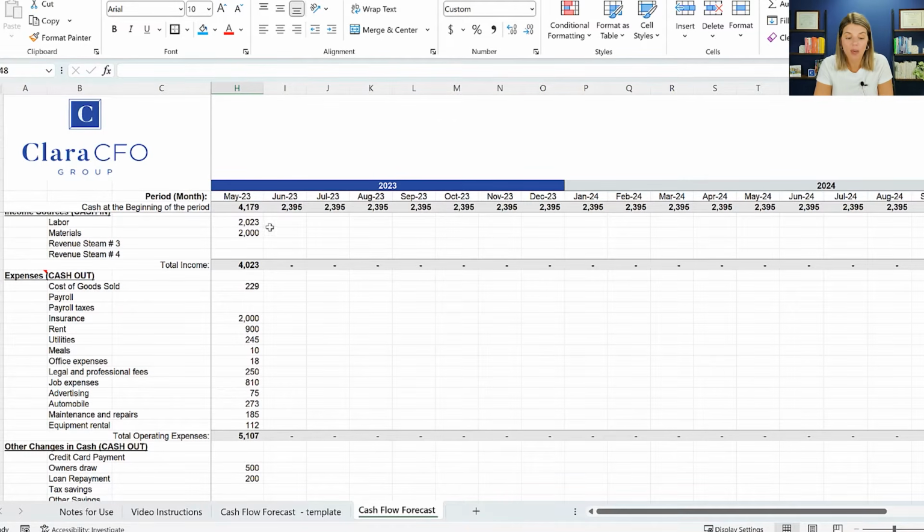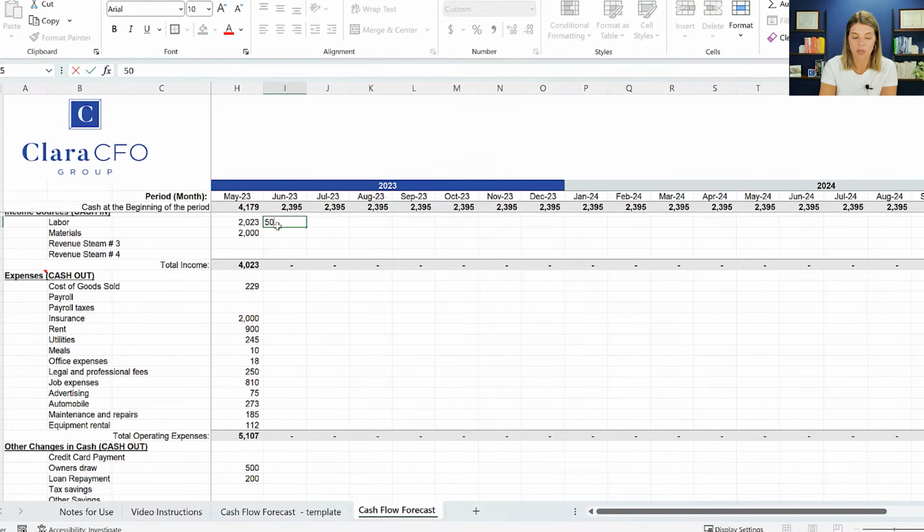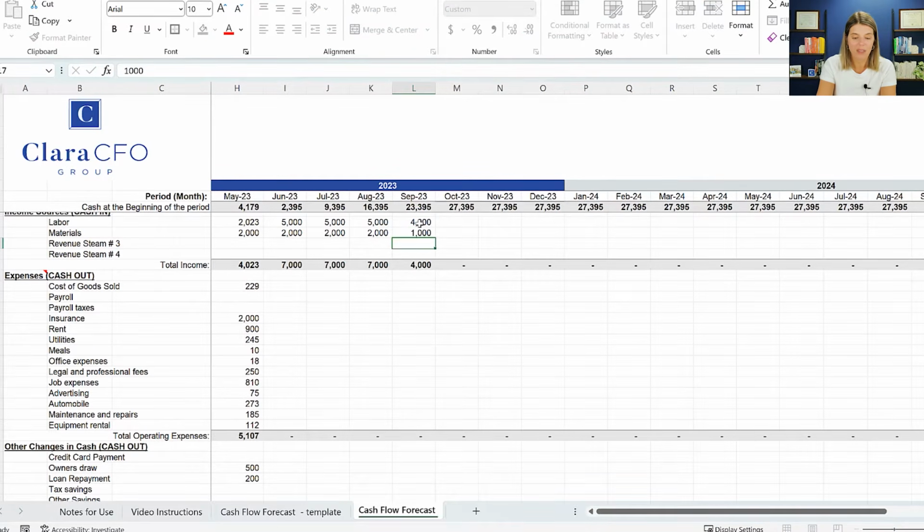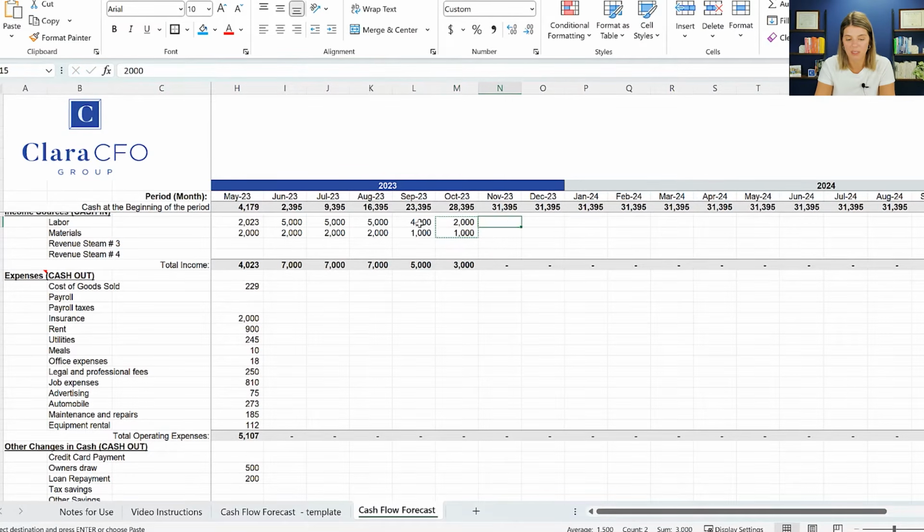So you can say, okay, in the month of May, I know that we made $4,000. All right, well, maybe this is our high season. So I know that in June, it's actually going to be almost double that. And then maybe June, July, August are all going to be really good. And then maybe it starts to go back down. And then it gets really tough, let's say during October, November, and December. Okay.